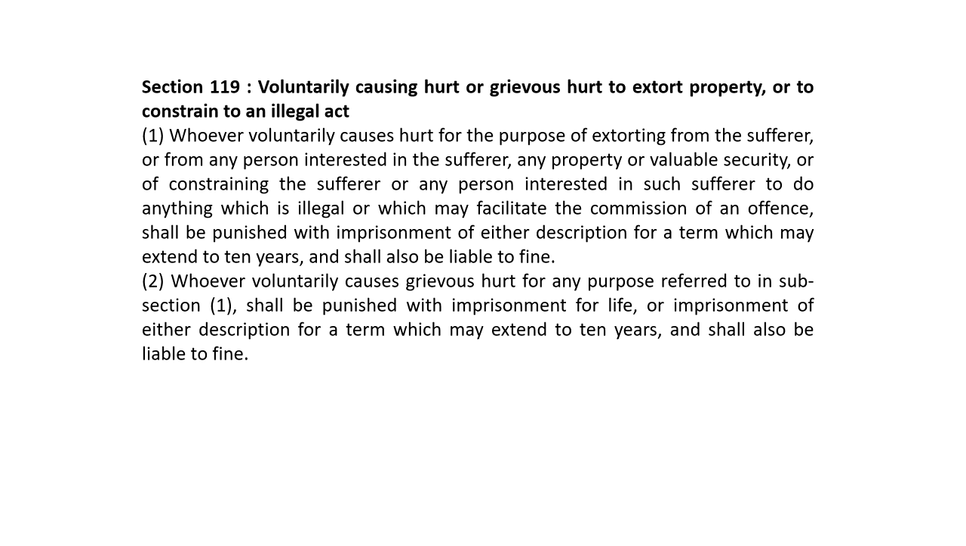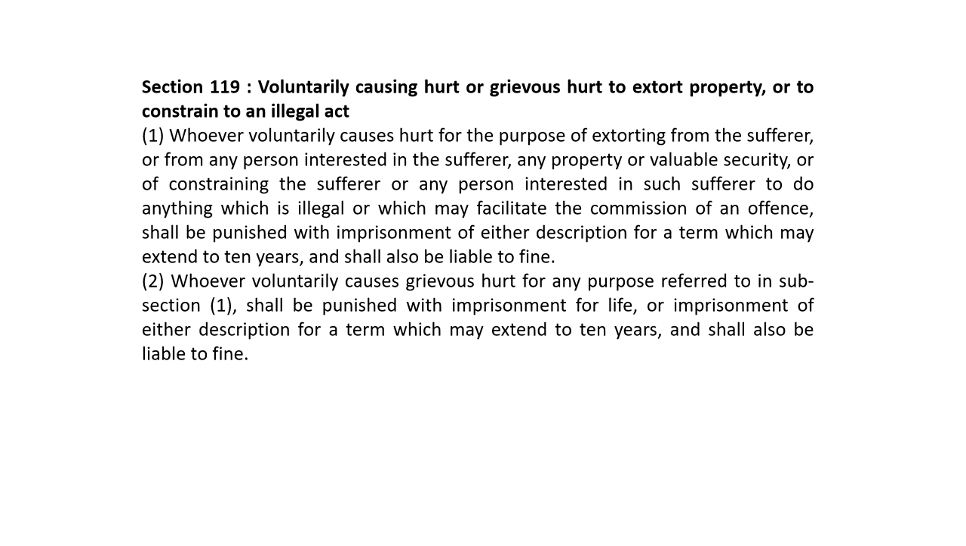Now, section 119. It talks about voluntarily causing hurt or grievous hurt to extort property or to constrain to an illegal act. So, when you have inflicted either a hurt or a grievous hurt to any person, and the objective behind infliction of such a hurt or grievous hurt was either to extort property from that person or to constrain that person to some illegal activity, what does the law say?